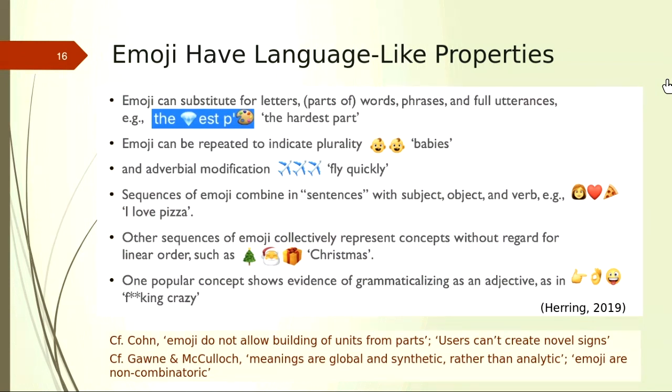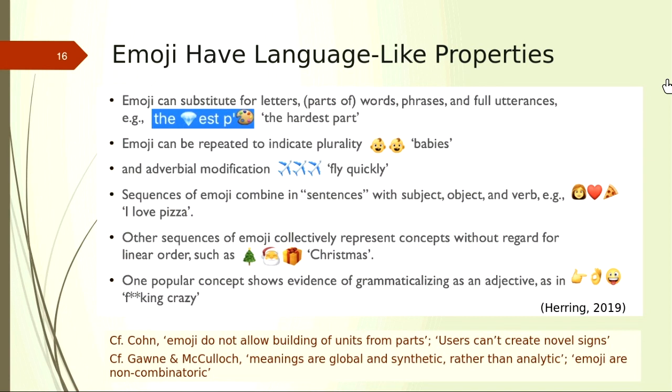Sequences of emoji, the main focus of our talk today, combine in sentences with subject, object, and verb. For example, I love pizza, said by a woman: woman emoji, heart emoji, pizza emoji. Whereas other sequences of emoji collectively represent concepts without regard for linear order, such as the emoji in this expression for Christmas. They could be reversed. You could have Santa first, you could have the tree last, and it would still mean Christmas. Now, an interesting example that I came across shows a popular concept to refer to sexual intercourse that's made with two hand gestures, apparently grammaticalizing as an adjective in the expression fucking crazy.